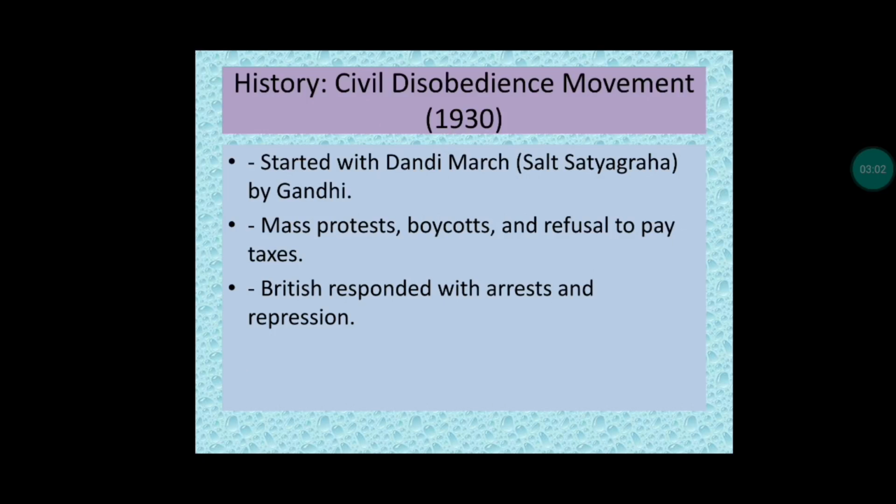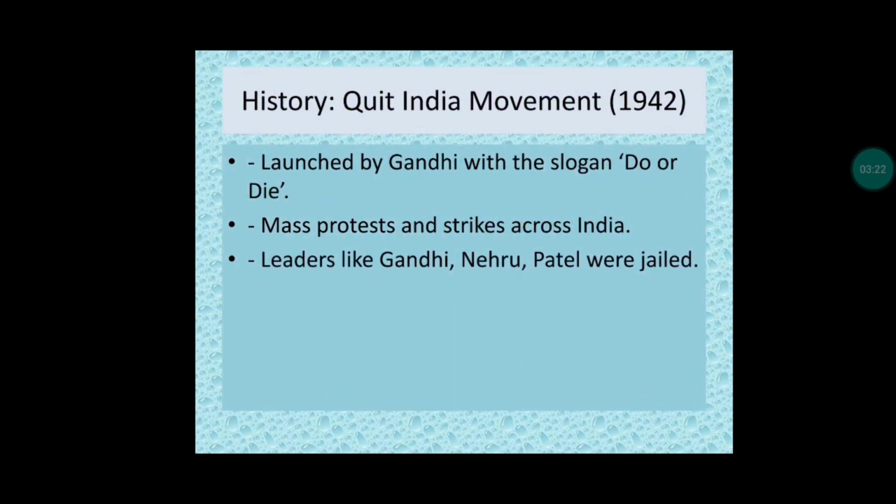Then Civil Disobedience Movement 1930 started with Dandi March, Salt Satyagraha by Gandhi. Mass protests, boycotts, and refusal to pay taxes. British responded with arrests and repression. Quit India Movement 1942, launched by Gandhi with the slogan Do or Die. Mass protests and strikes across India. Leaders like Gandhi, Nehru, Patel were jailed.